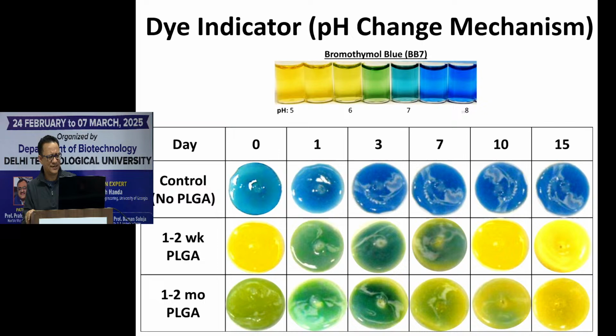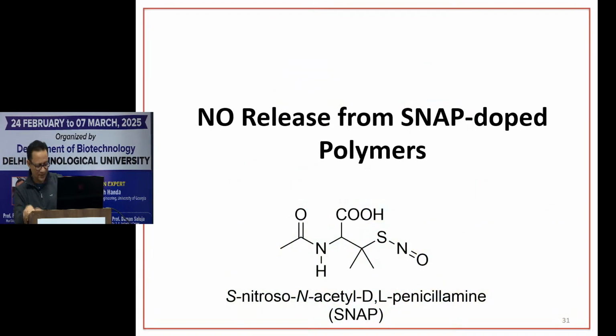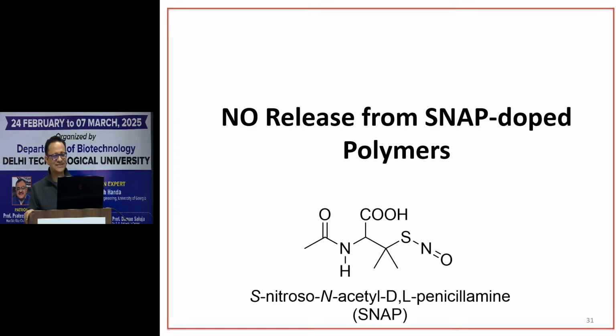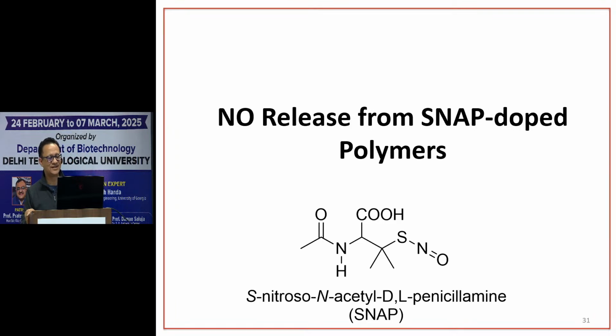But later, we started working a lot with SNAP, or S-nitroso-N-acetylpenicillamine. This is another NO donor molecule. Diazeniumdiolate is one type, which is a little bit more complicated to synthesize. You need a high pressure system in the lab and everything. We have it, but this one is a little bit more convenient to work with.